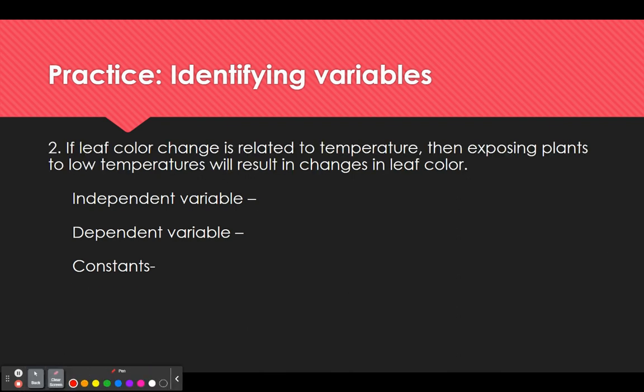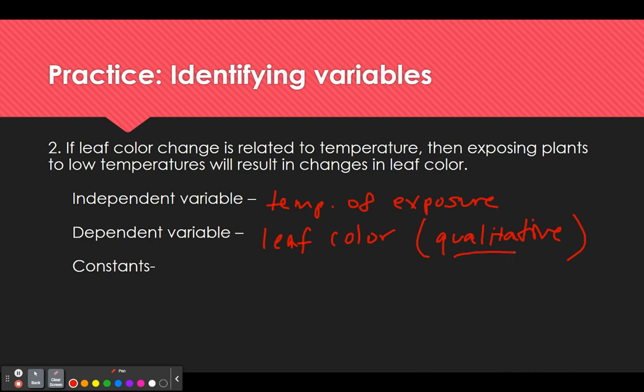So in this one, if leaf color change is related to temperature, then exposing plants to low temperatures will result in changes of leaf color. So independent variable here would be the temperature I'm exposing my plants to. So temperature of exposure. The dependent variable would then be the leaf color. So here's a good example of a qualitative test, okay? I can't measure color necessarily as a number. So the color that I'm observing, whether or not I'm noticing like a red change, yellow change, whatever, that would be a qualitative type of result.